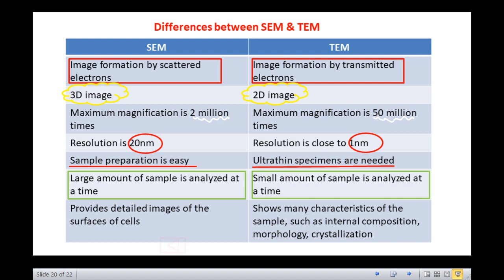SEM provides detailed images of the surfaces of cells. SEM focuses on the sample's surface and its composition, so SEM shows only the morphology of the samples. Transmission electron microscope is used to view thin specimens. TEM can show many characteristics of the sample, such as internal composition, morphology, crystallization, etc.